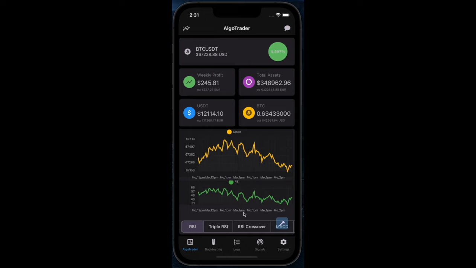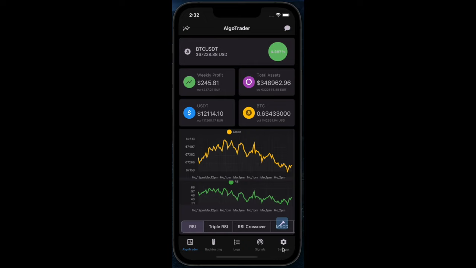RSI is probably one of the most used and trusted indicators. Let's turn it on. As you can see in the chart, the bot will buy when the RSI goes below 30. Conversely, the bot will sell once the RSI reaches 70.